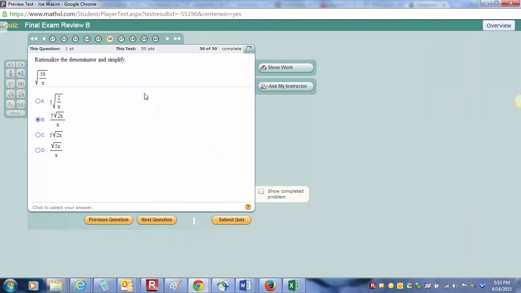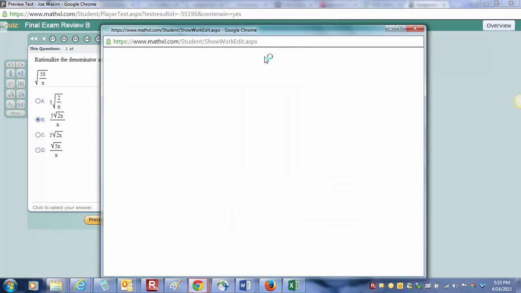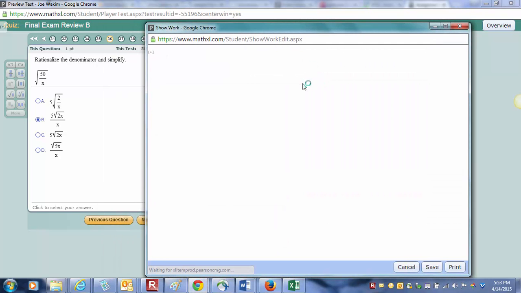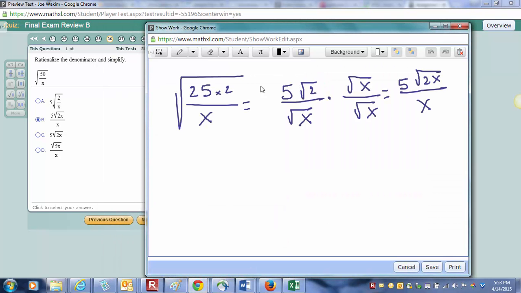Number 36. Again, we have to rationalize, except here the 50 is not a perfect square. So we have to simplify the 50 to 25 times 2. Now the 25 will come out as a 5. So this will come out here as 5, because 25 is a perfect square. The square root of 2 over square root of x.